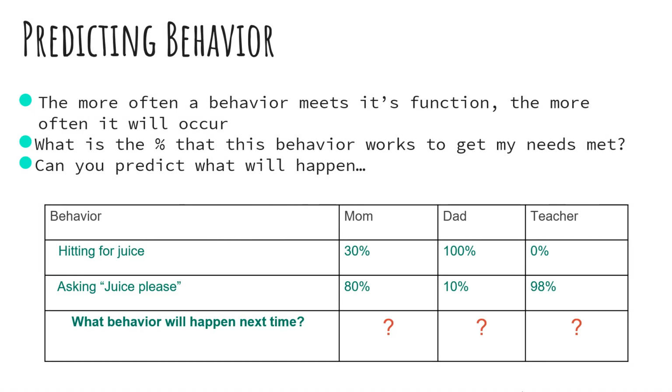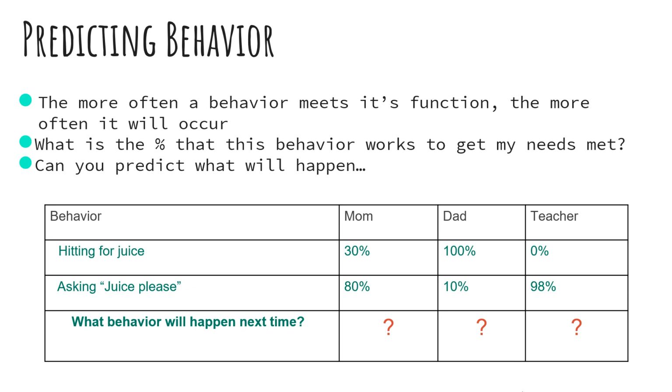Let's predict behavior. So this slide should make you feel really smart. The more often a behavior meets its need or meets its function, remember the functions are sensory, escape, attention or tangible, or SEAT, the more often it will occur. That makes sense. So what is the probability that this behavior will give me what I need? And that's how I select behaviors across different environments. I'm going to do the behavior that works best for me.